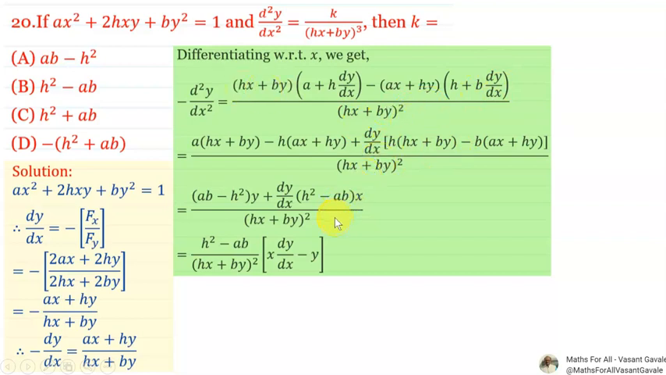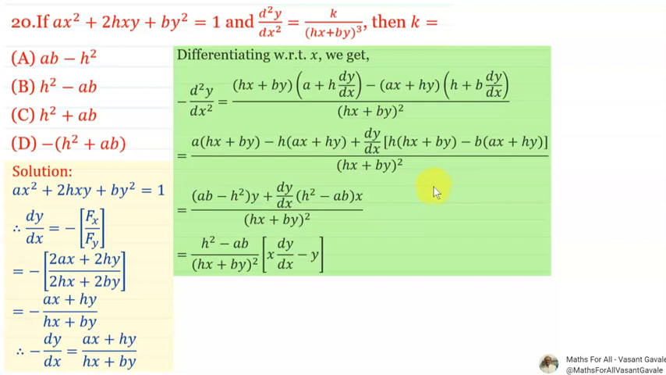Now a normal simplification of it. That is here again hx plus by as it is, and the dy by dx terms we have taken on one side. That is hx plus by into a, and minus ax plus hy into h, these terms we have taken here. That is a into bracket hx plus by minus h into bracket ax plus hy. Next, h into dy by dx into hx plus by, and ax plus hy into b into dy by dx, these two terms are taken on this side, and from both of them dy by dx is taken as common. So overall you will get h into bracket hx plus by, with the minus sign here, that is b into bracket ax plus hy upon hx plus by bracket square.